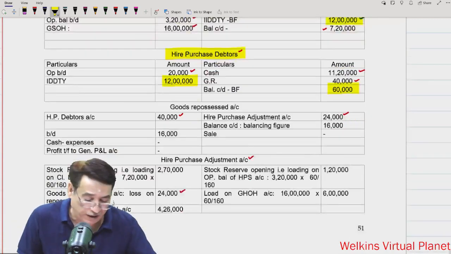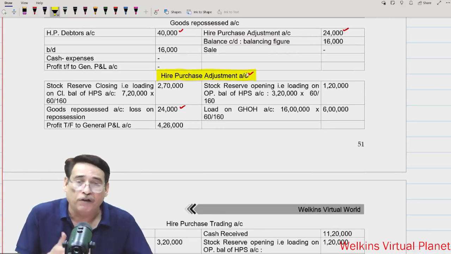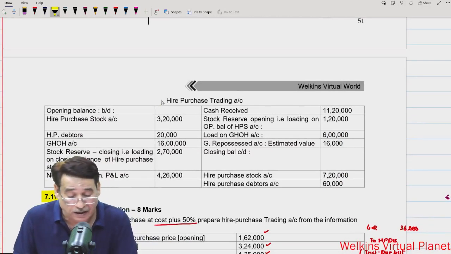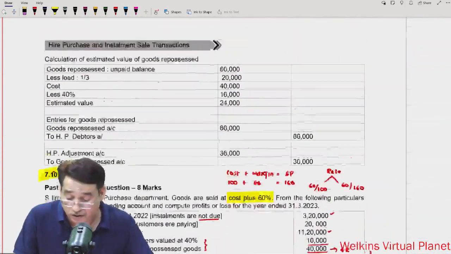After that, you can find out the profit by preparing the hire purchase adjustment account, which you know, wherein we will have to do only the postings, and the hire purchase trading account. Is it clear to you? You can do this question easily.